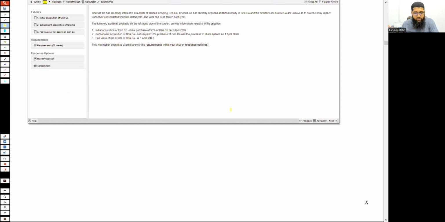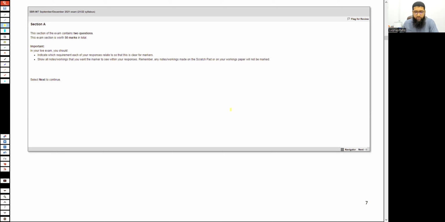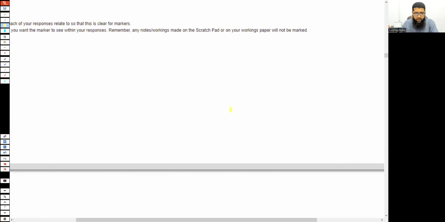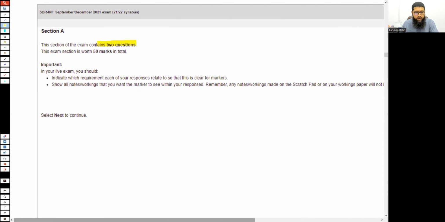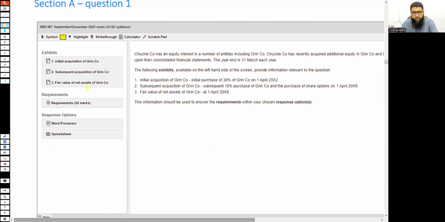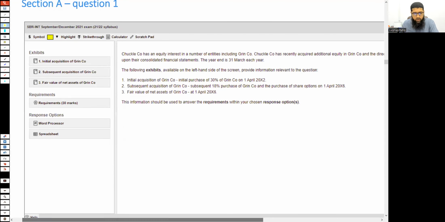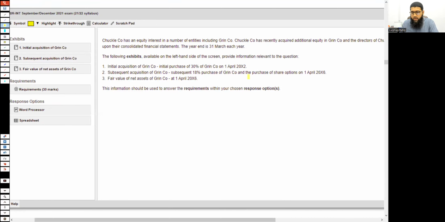So I have this section A in front of me. As you know, with respect to the SBR section A, there are usually two questions examined, and the total section A carries 50 marks. Out of those two questions, one is usually of 30 marks and one is of 20 marks. The first question I have in front of me is about Chuckle Company, and the first question is usually for consolidation.